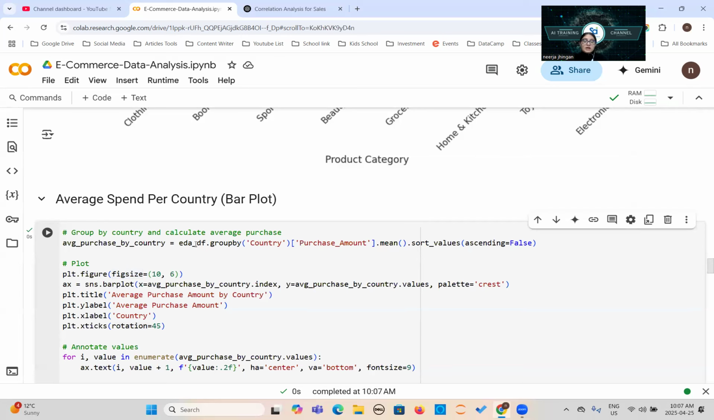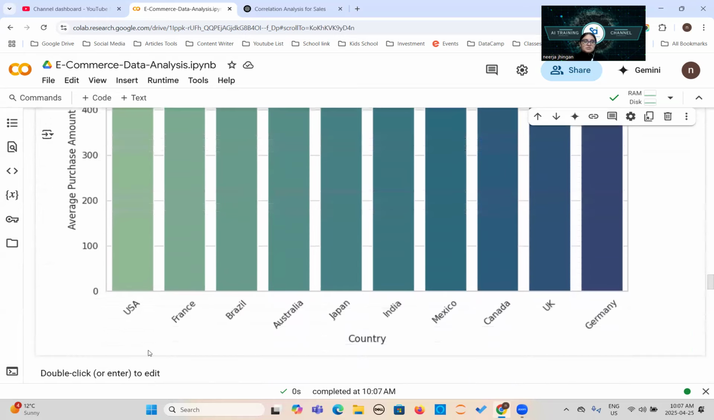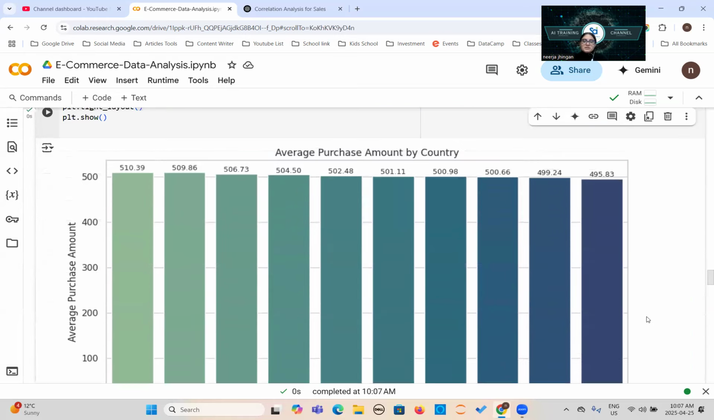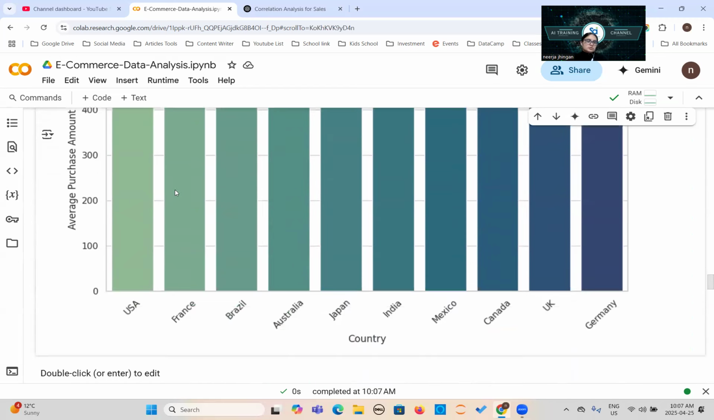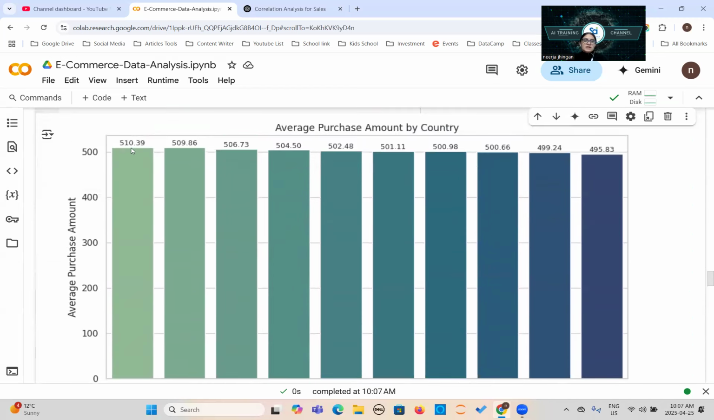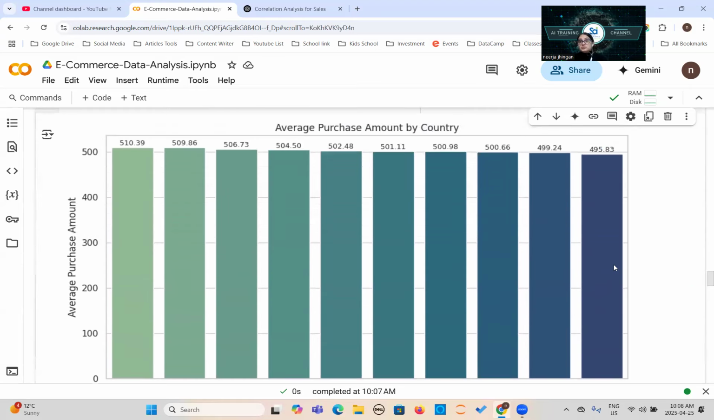So you need to do the group by country now, and then look at this result. So this is USA and Germany. We will look at the highest value or lowest value. So USA is doing the more average purchase amount by the country. This is 510. And then here you have the least one, which is Germany. So it will give you the clear idea about it, right?